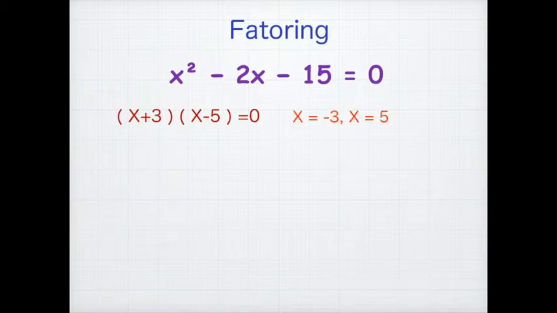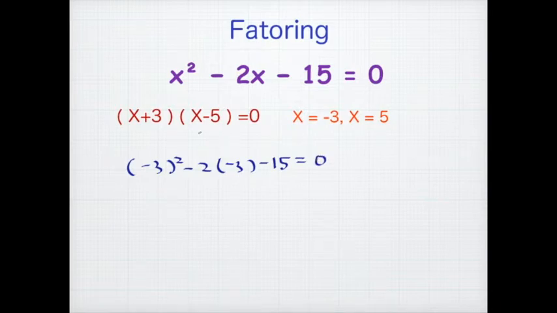Once we find out our x value equals negative 3 and positive 5, we can just plug the numbers back into our equation to test whether it is correct or not. So for the first one, negative 3 squared minus 2 times negative 3 minus 15 equal to 0. Negative 3 squared equals 9, minus negative 6, minus 15, which is positive 9 plus 6 minus 15, and the answer will be 0.